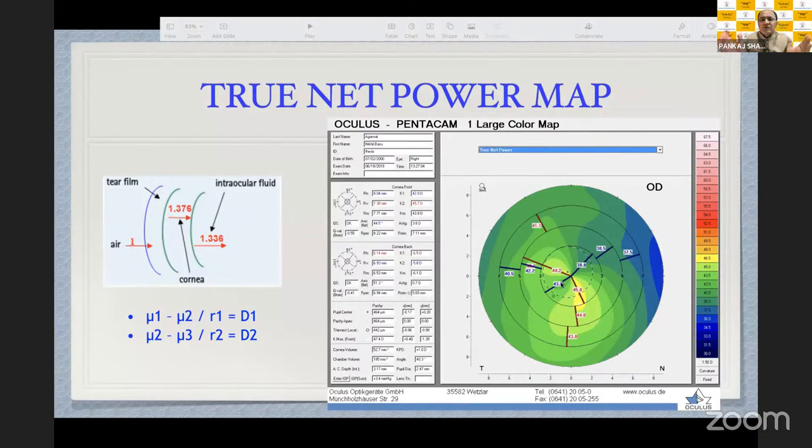The difference between a true net power map and a sagittal map is what is known as KPD, keratometric power deviation, which is also an important finding in keratoconus, because woh ek generalized topography se jo K reading aa rahi hai aur ek actual us point ki anterior aur posterior se nikal ke aa rahi hai, unme agar zyada difference hoga to that means it's a keratoconus. This is a true net power map.